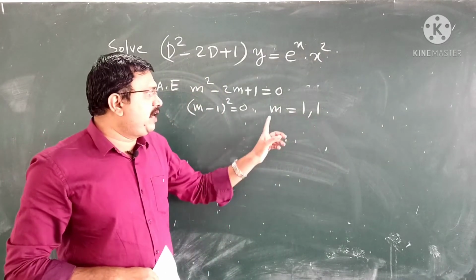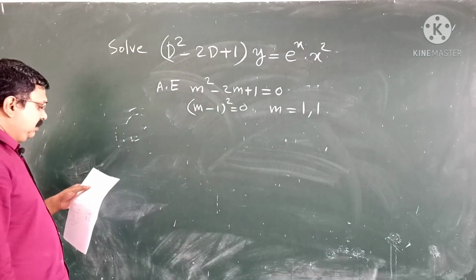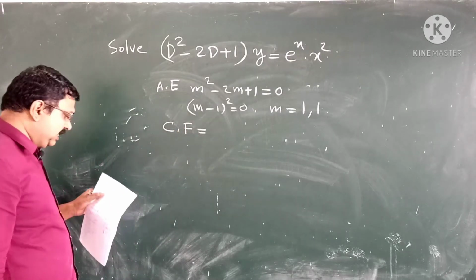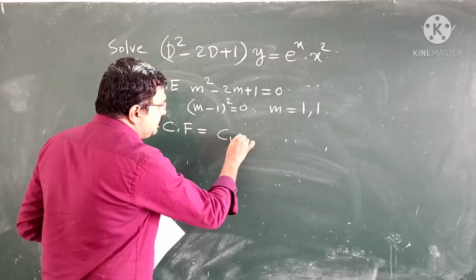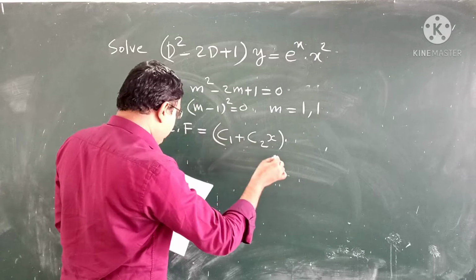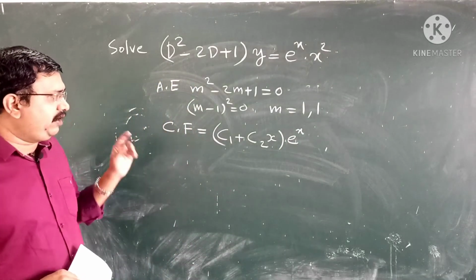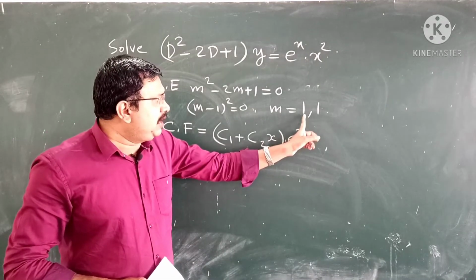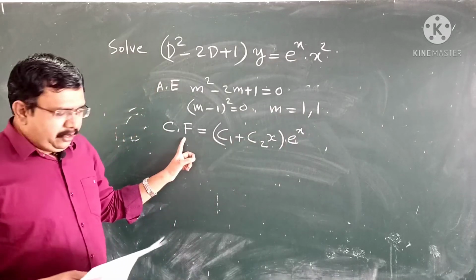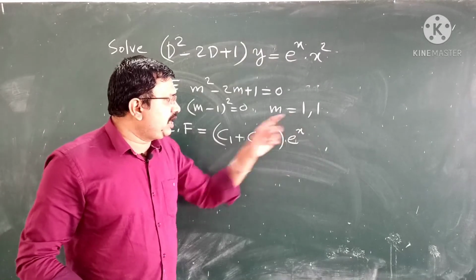Both of them are same. Therefore, remember that the value of m is 1, 1. Therefore, we can write the complementary function CF. That is our complementary function, that is equal to (C1 + C2x) into e raised to x. If the auxiliary equation has both roots the same, then the complementary function is equal to (C1 + C2x) into e raised to x.